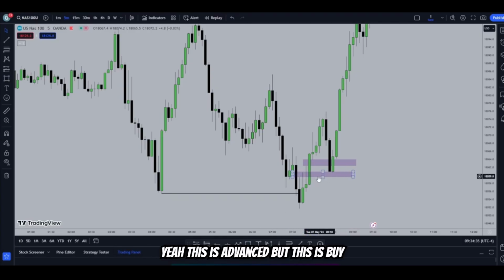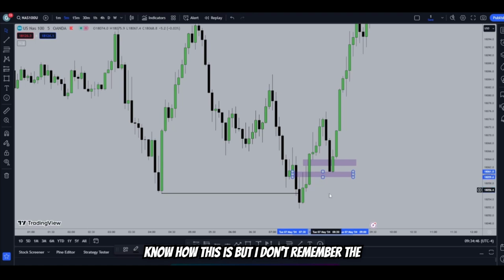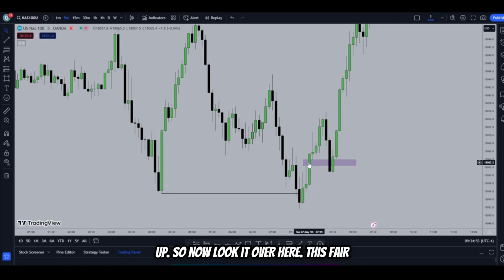This is advanced, but this is the buy side, what you call it, the BC or CB. I will bring out some easy names, because I know how this works, but I don't remember the names since I want to make it simple. Because of this fair value gap, it went up. So now look over here: this fair value gap worked and the order block also worked.